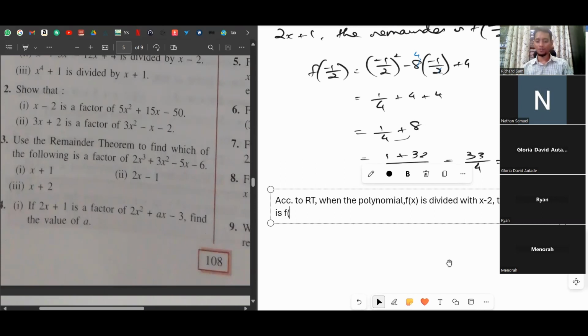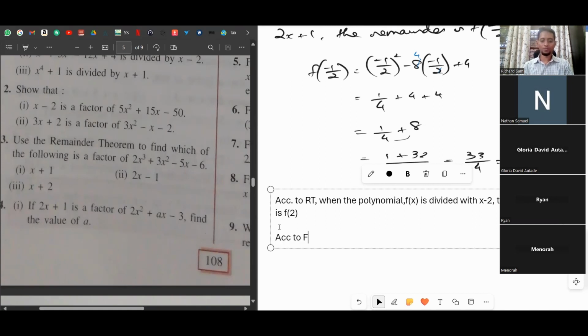Okay, the remainder is f of 2. And if this f of 2 is 0, then it's a factor. So actually that is the factor theorem. You know, they keep mixing up both the theorems. So let's write the factor theorem.